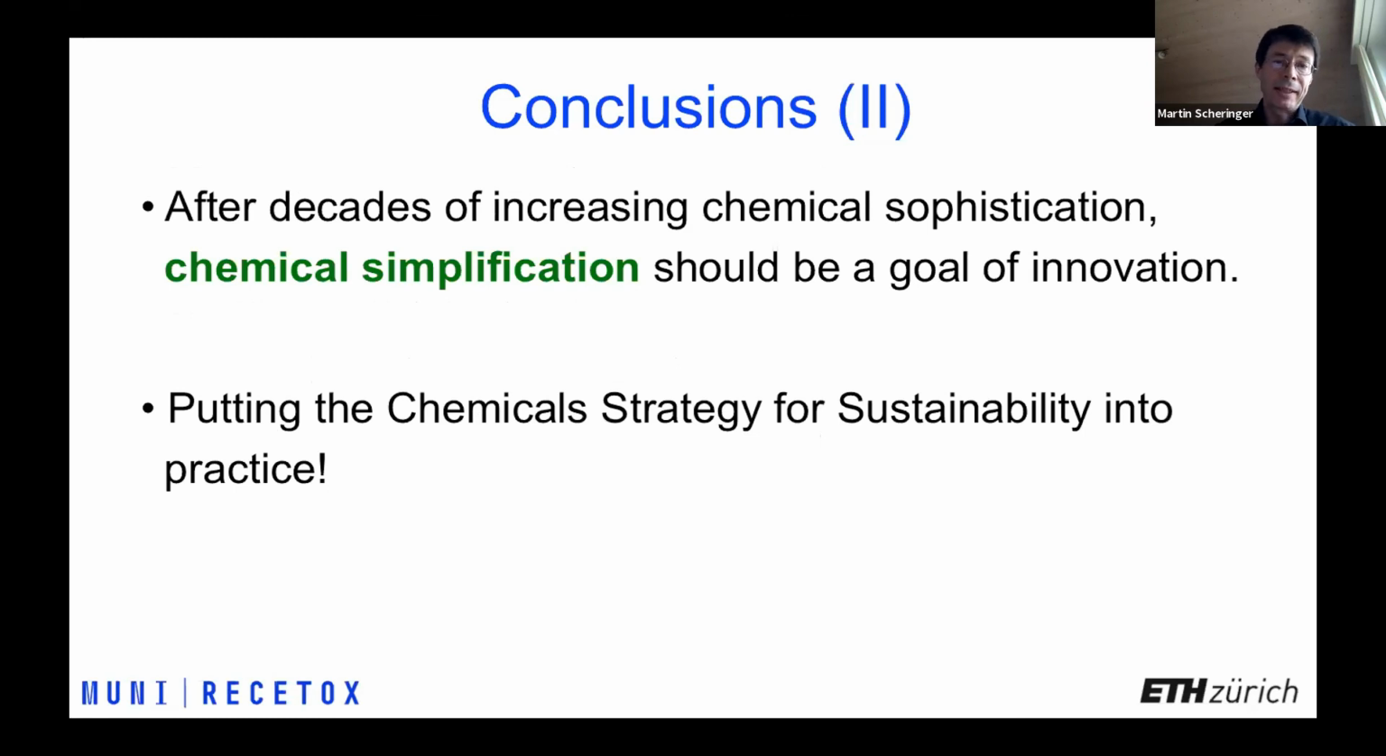So I think after many decades of chemical research and material science research that has led to an increasing chemical sophistication and to a lot of insight and knowledge about materials, it is now time to change the direction of research and development and see chemical simplification as the goal of innovation. So this is not meant to go back, but to go forwards. It's not trivial, not obvious how we should make materials that are technically good, have a good performance, and still are simpler than what we have right now. And I think thinking along these lines would also help to put the chemical strategy for sustainability into practice.